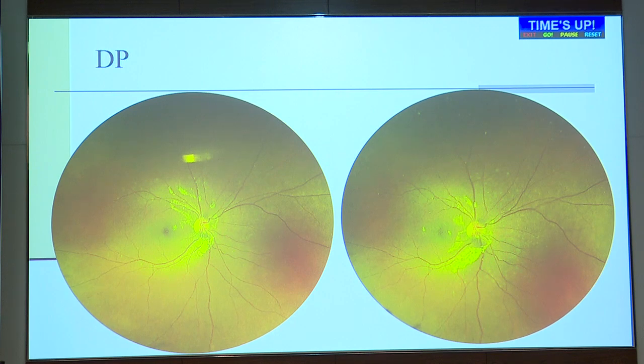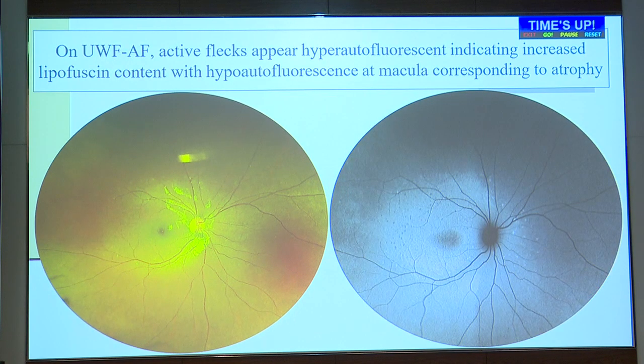Okay, coming to Stargardt's, sometimes you have very early cases where you get very subtle findings, but you can see some kind of an atrophic lesion here. So when you see the same patient on autofluorescence, you can see this atrophic lesion showing up as hypoautofluorescence and this zone of hyperautofluorescence.